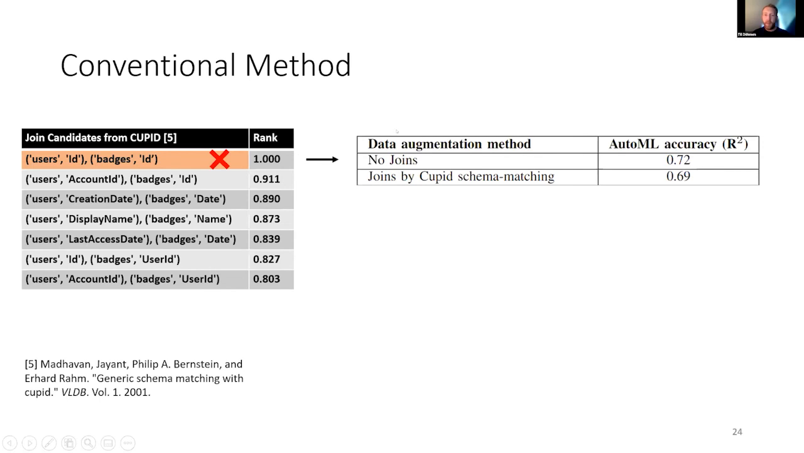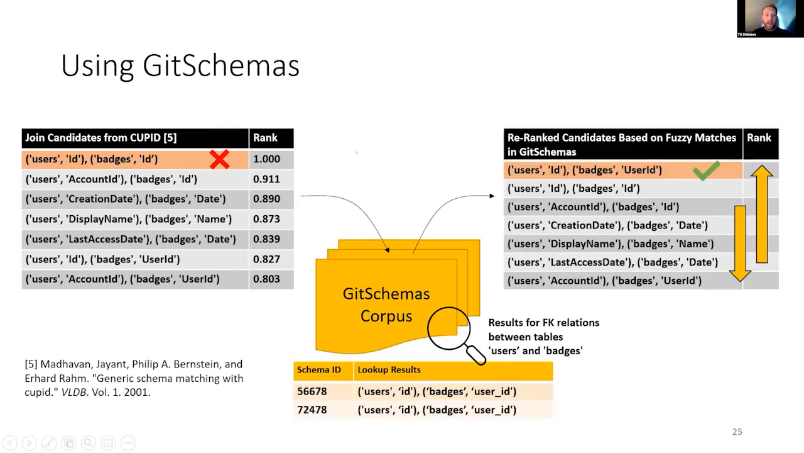We will end up with wrong features basically, because the join in a semantic way doesn't make sense. So this is something we definitely want to avoid when we say we want to end-to-end automate this process. And then the idea is to use GitSchemas and basically to just look up, do we have any relations between the users table and the badges table in our corpus? And we find actually two matches.